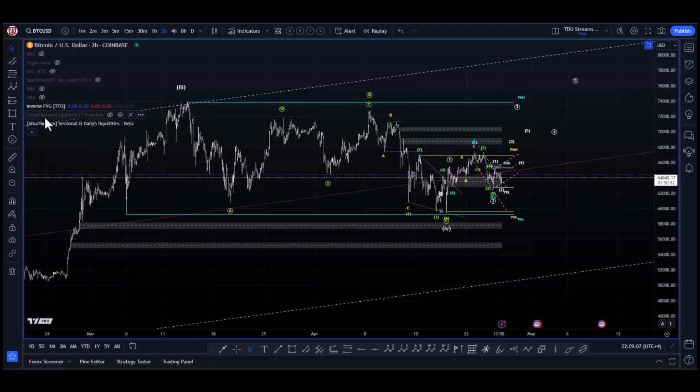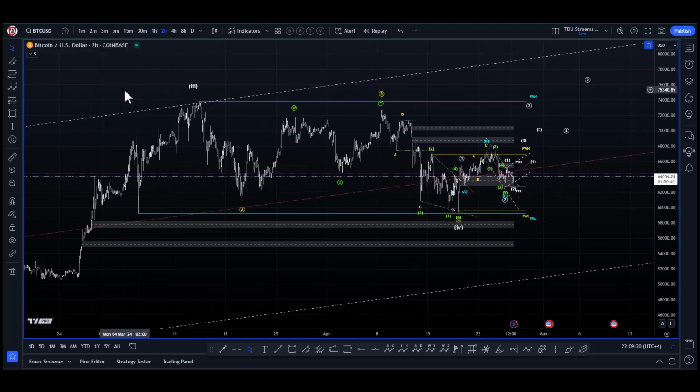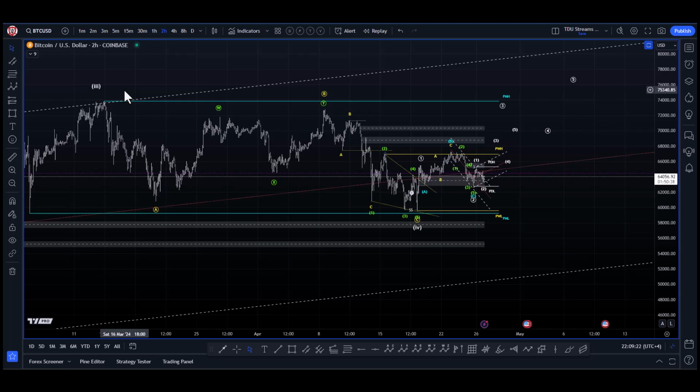Let's see. This is from AAVE. This is their liquidities and session levels. AAVE, one of my faves for market structure, but that's a nice little feature that they've added into it.